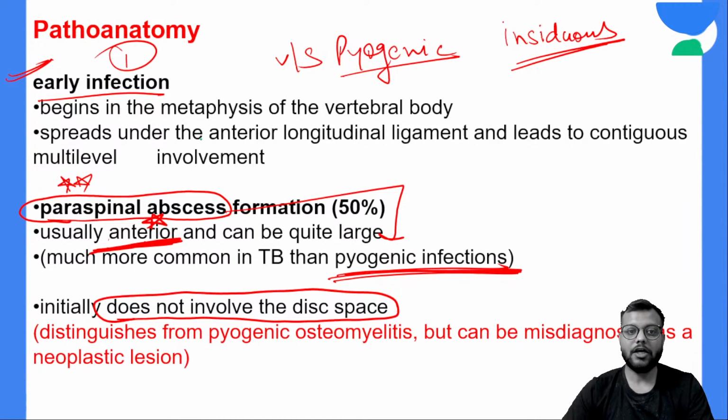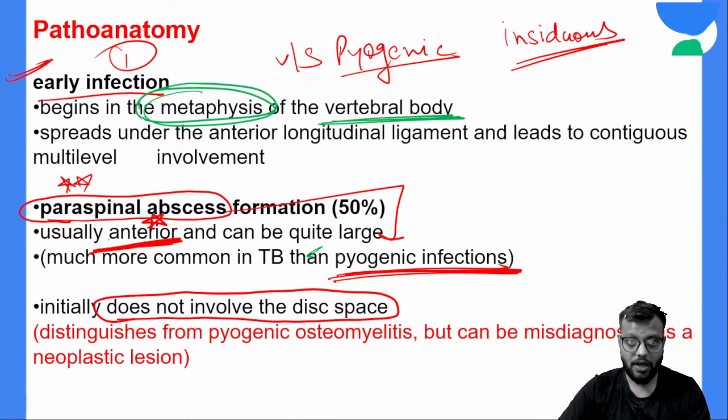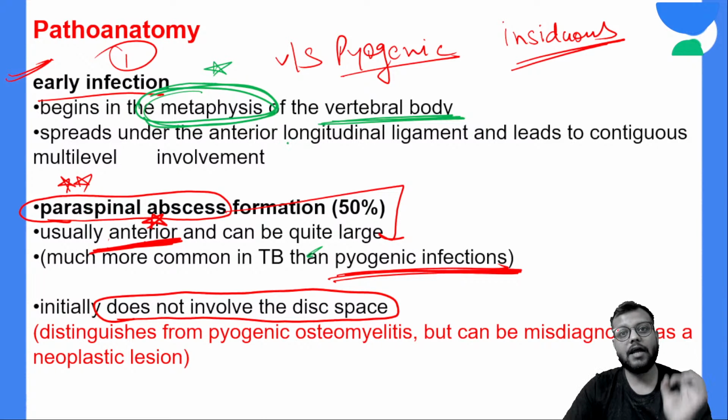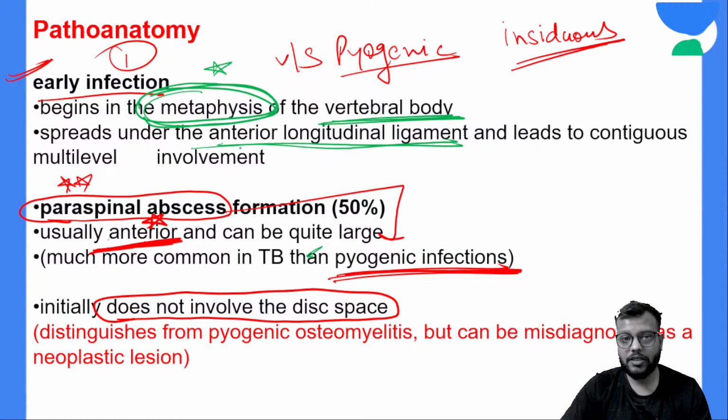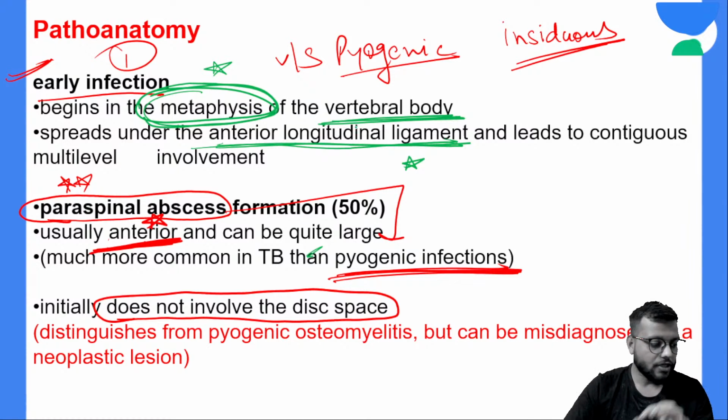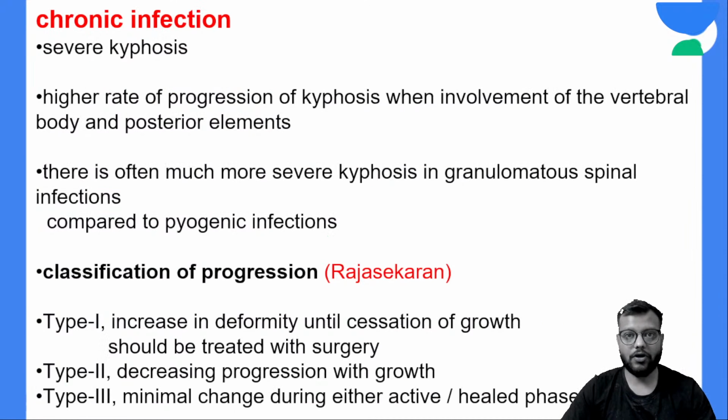Now remember that tuberculosis of the spine first of all affects the vertebral body, and that too its metaphyseal area. Vertebral body, and that too its metaphyseal area. And again as I've told you, the anterior part is involved first, so the anterior longitudinal ligament is involved first, then it will lead to multi-level involvement. Remember, this is very important.